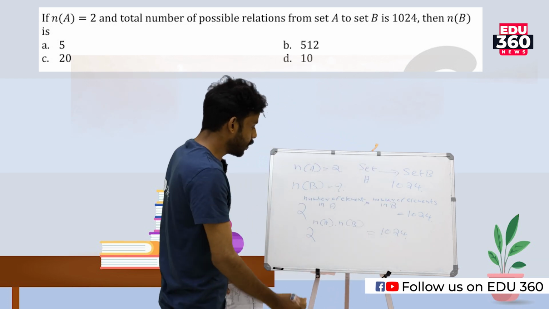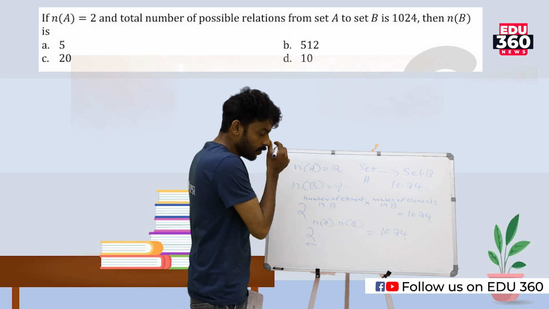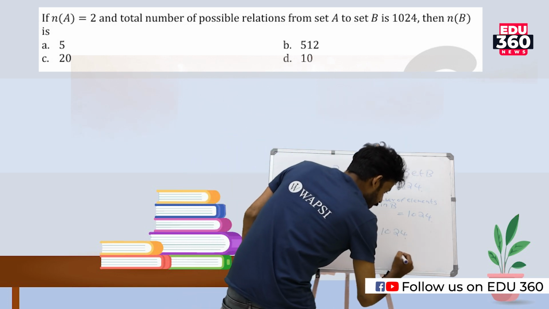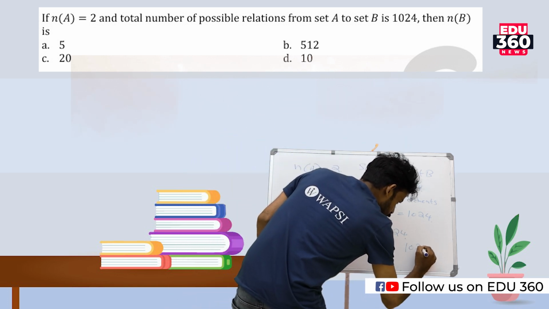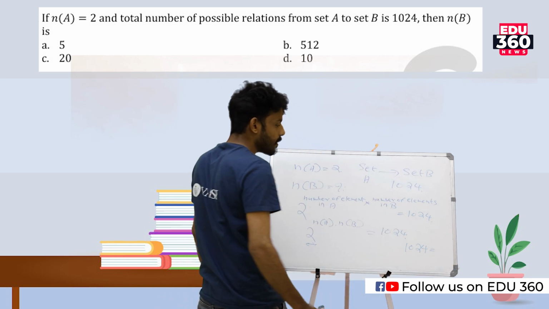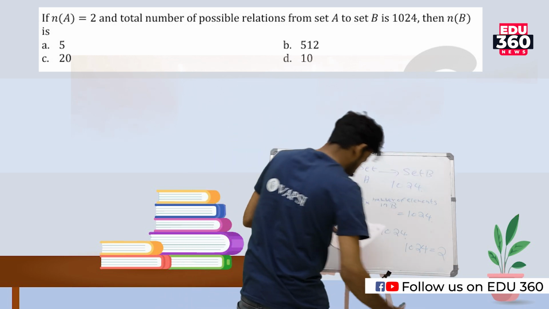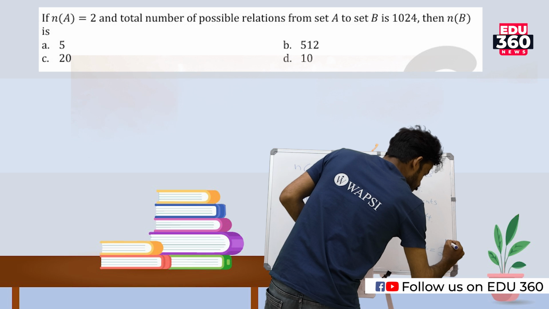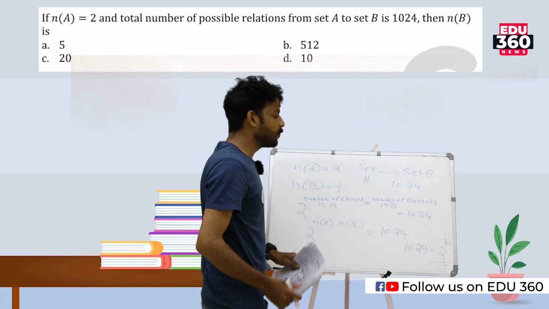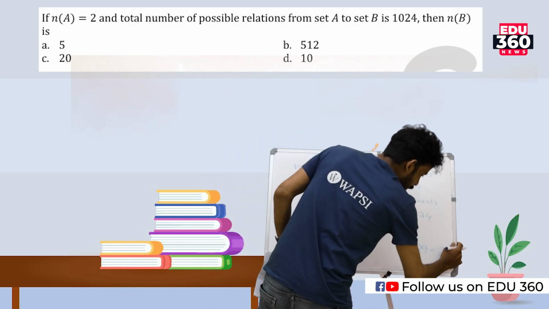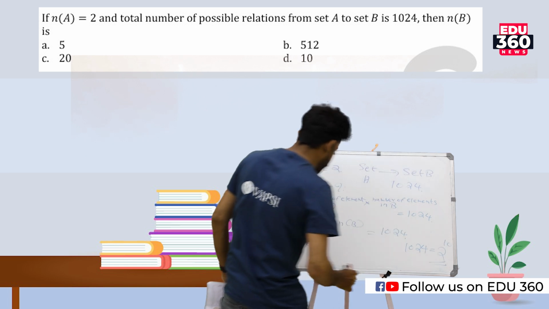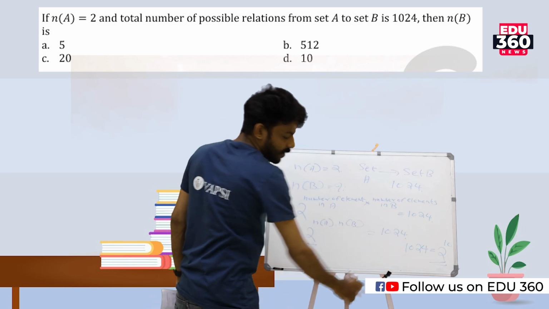Now look at here. Here the base is 2. So we can also write 1024 with base 2 as 2 raised to 10. So the value of 2 raised to 10 is equal to 1024. In the next step, instead of this one, we can substitute here.